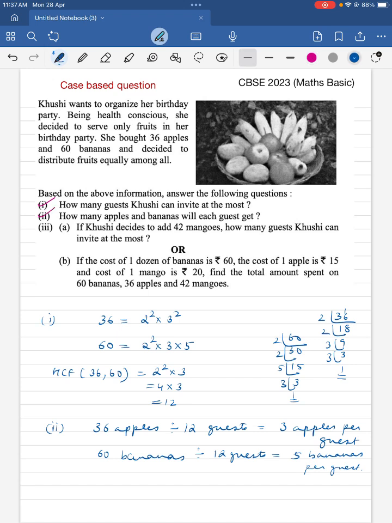In the third part, if Khushi decides to add 42 mangoes too, how many guests can Khushi invite at the most? Okay, so now in this particular part, we'll need to find the HCF of 36, 60 and 42.